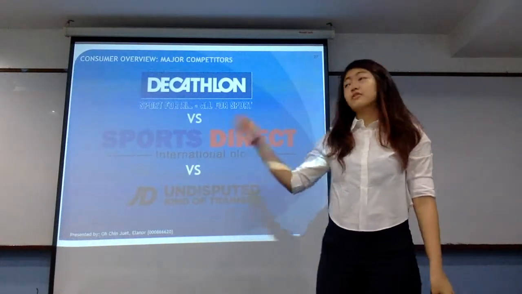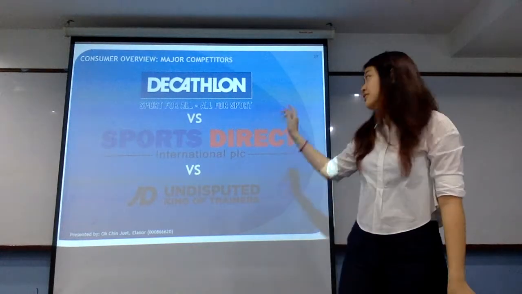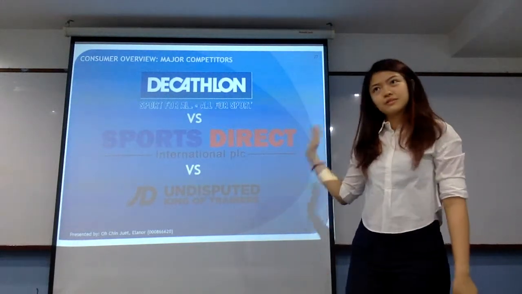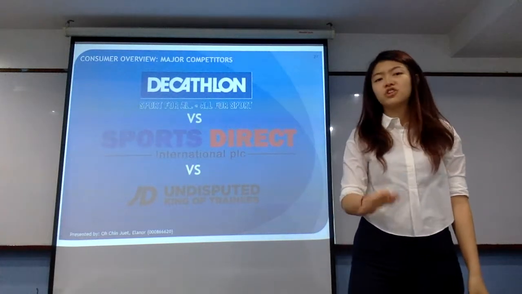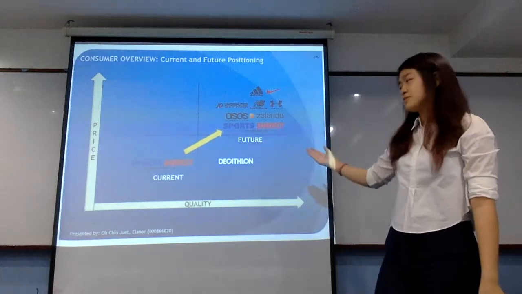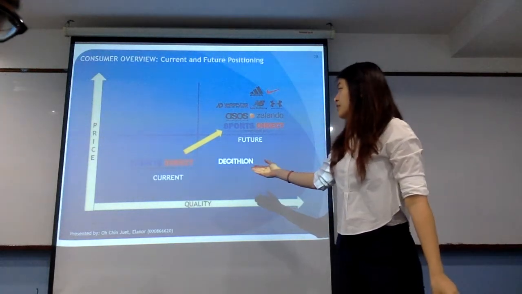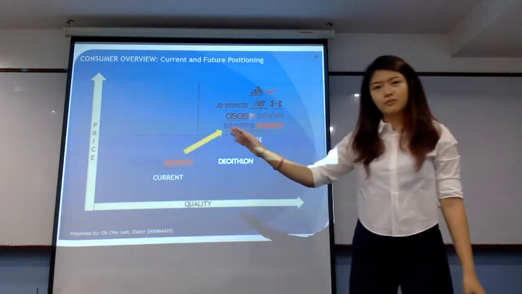I would like to explain the consumer overview right now. Who are the major competitors in the market right now? Decathlon and JD are involved in a very major market share in the sports industry in the United Kingdom. Based on our reviews and research, we would say that Sports Direct's current positioning is low quality and low price.